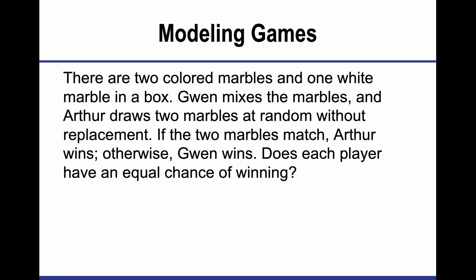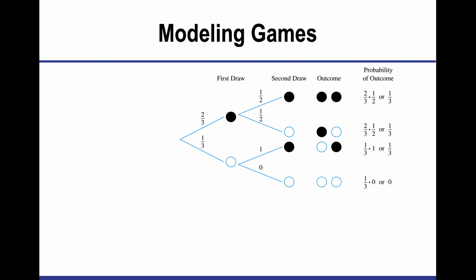Modeling games could be: there are 2 colored marbles and 1 white marble in a box. If you mix the marbles together and draw 2 marbles at random without replacement, if they match, Arthur wins. Otherwise, Gwen wins. Does each player have an equal chance of winning? Well, let's take a look.